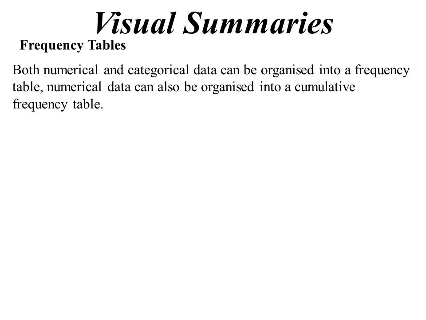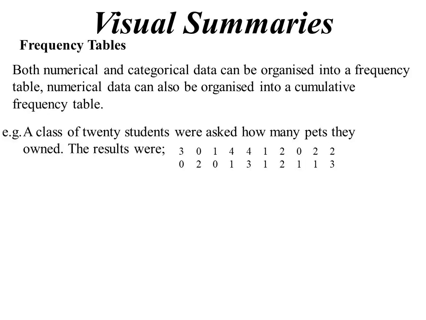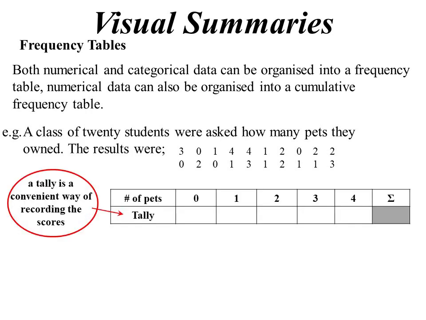So our visual summaries, and probably the first visual summary we ever saw is a frequency table. And we can do that with both numerical and categorical data. Something like this. Okay, we've got a class of 20 students and we ask them, how many pets do you own? And there's our results. The idea of a tally. We use a tally to work it out.